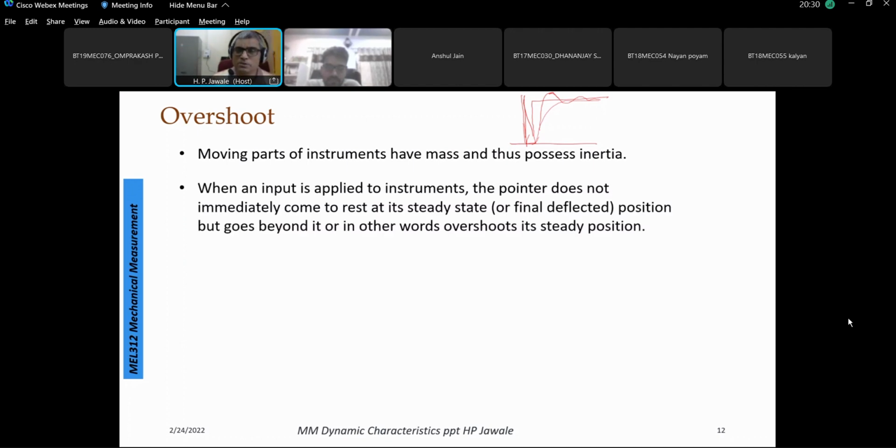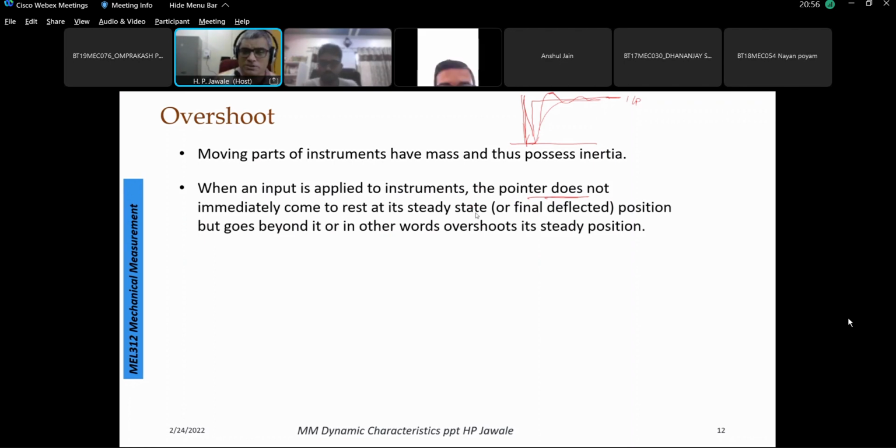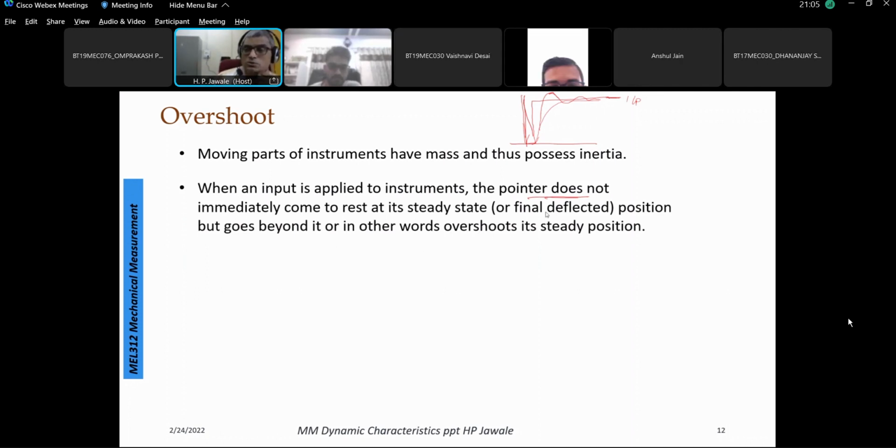So when an input is applied to the instrument, we find that the pointer or the instrument does not immediately come to rest. The settled value, the true input, suppose is given here, this is the true input, it does not come to the settled value at once, but it shows a higher value, and then it goes on having some kind of wave pattern, right? So it shows that before coming to the steady state or the final stage of the faithful representation of the input, overshoot is observed, and that is the definition of overshoot.